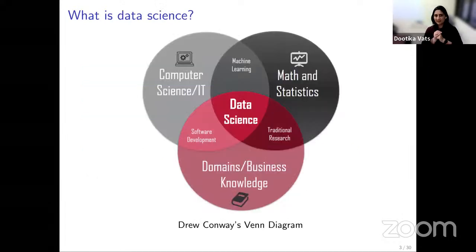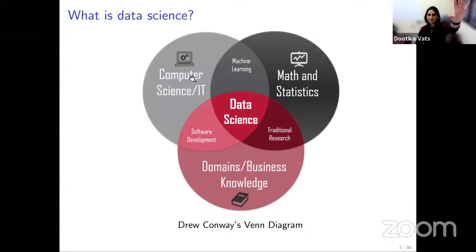So what is data science? This is a very popular graph that if I have data science students in the audience, then I'm sure they've already seen some of it. So this is Drew Conway's popular Venn diagram, which hopefully all of us know how to read. These are three circles.